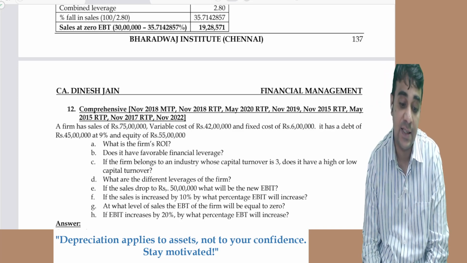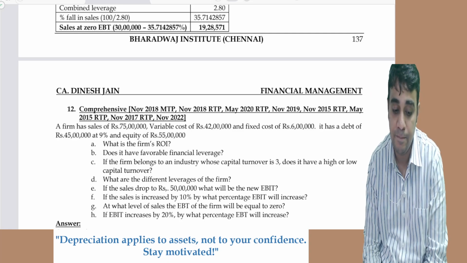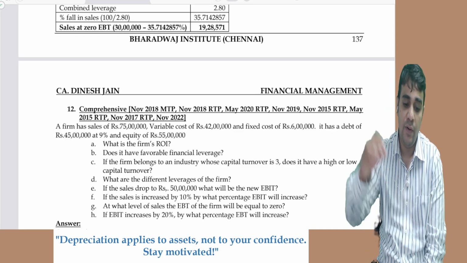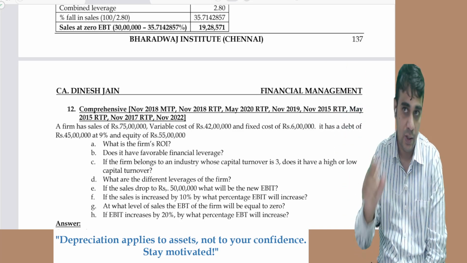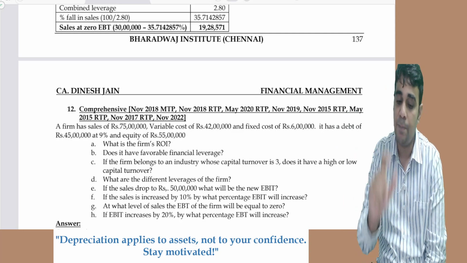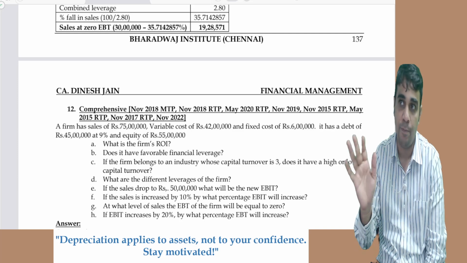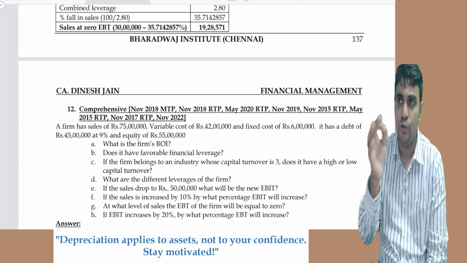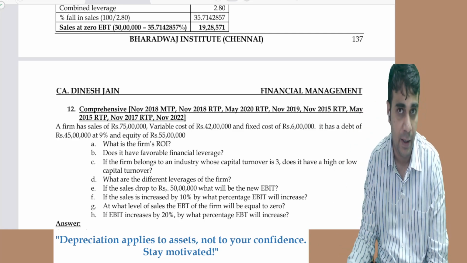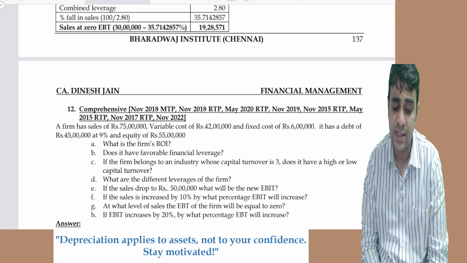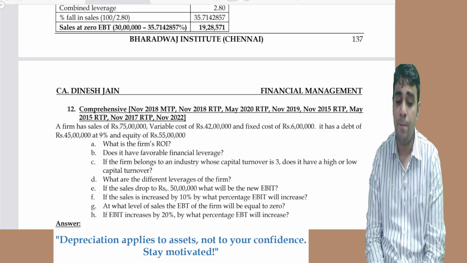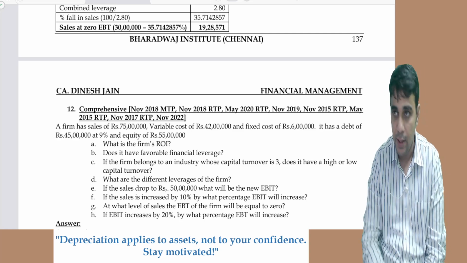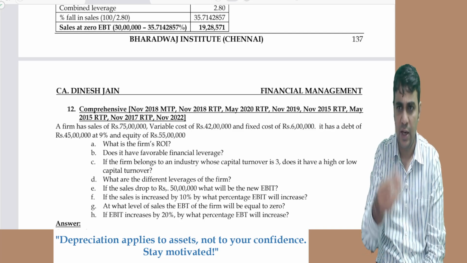Which leverage links sales and EBIT? Operating leverage. So what we will do is percentage drop in sales into the operating leverage is the percentage drop in EBIT, because sales is dropping, so it is dropping by 10%, 20%. Whatever operating leverage you have, you do the multiplication, that will be the percentage drop in EBIT and we get the new EBIT. If the sales is increased by 10%, by what percentage EBIT will increase? Which leverage links sales and EBIT? Again operating leverage. So 10 percentage is given into whatever number.